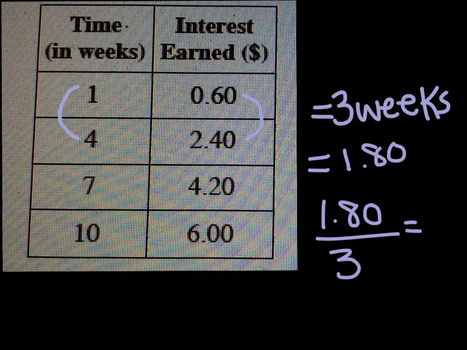And now you have to see if that is the same throughout the whole entire table. So the change from 4 to 7 is another change of 3. And the change from $2.40 to $4.20, you have to see if that's another $1.80. So the change again is $1.80. Then from 7 to 10 is another jump of 3, and from $4.20 to $6 is another jump of $1.80. So the table stays consistent at $1.80 every 3 weeks.